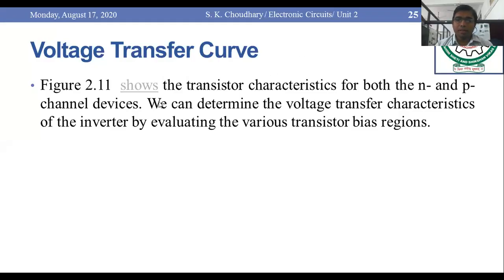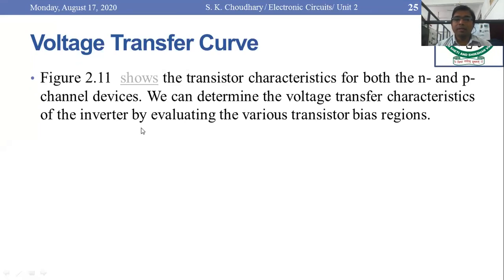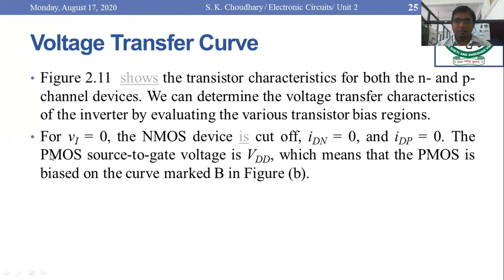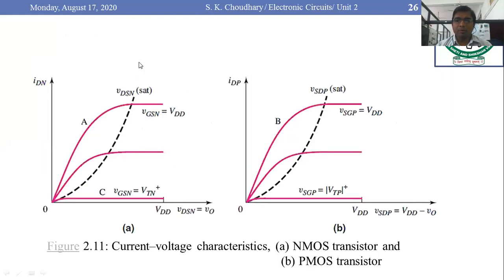So what I am saying is that the figure shows the transistor characteristics for both N and P type devices. We can determine the voltage transfer characteristics of the inverter by evaluating various transistor bias regions. Okay, so which figure am I talking about? I am talking about this graph. You can see here I have plotted the two separate I-V characteristics.